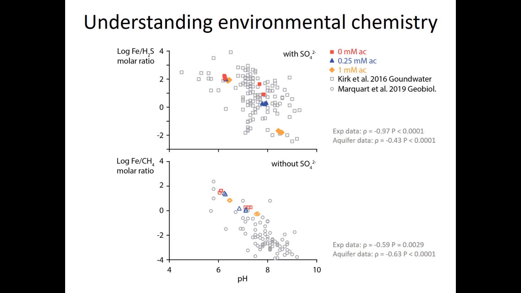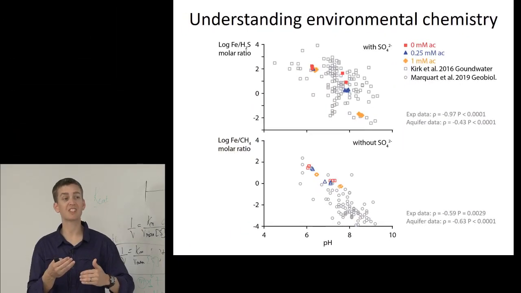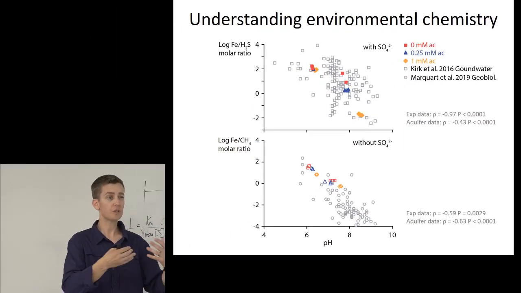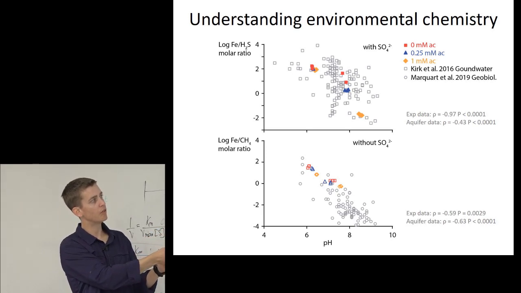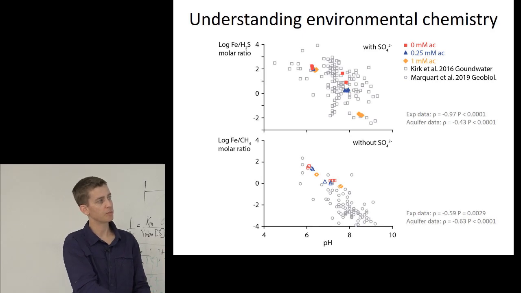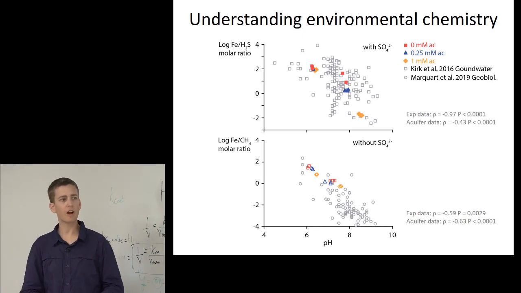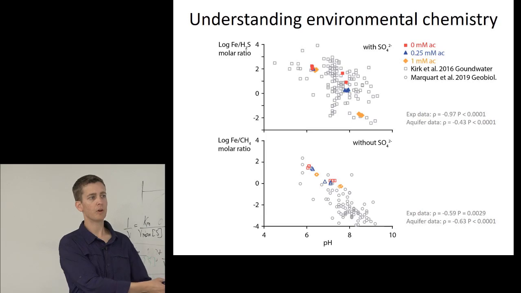So this is just comparing our results to variation in the chemistry of natural aquifers across the U.S. And we see that we have consistent relationships there, and that helps us understand why we see variation in, for example, the amount of iron and sulfide in water, and the amount of iron and methane as a function of pH. So we can start to interpret environmental chemistry in a more informed way, let's say.